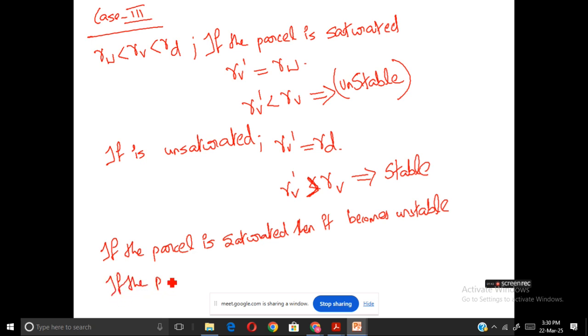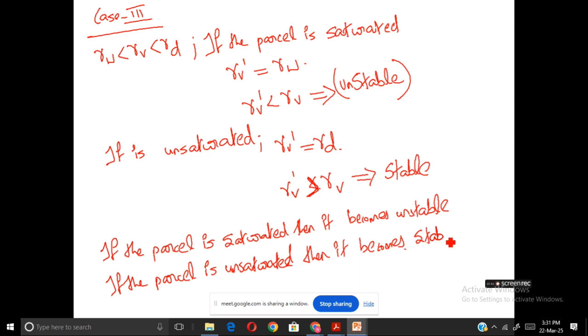And if the parcel is unsaturated, in the sense that the lapse rate of the parcel will be equal to that of the dry adiabatic lapse rate, and the environmental lapse rate is less than the parcel lapse rate. Sorry, the parcel lapse rate is actually greater than the environmental lapse rate, which basically means the parcel will be stable. So when the parcel is unsaturated, then it becomes stable.